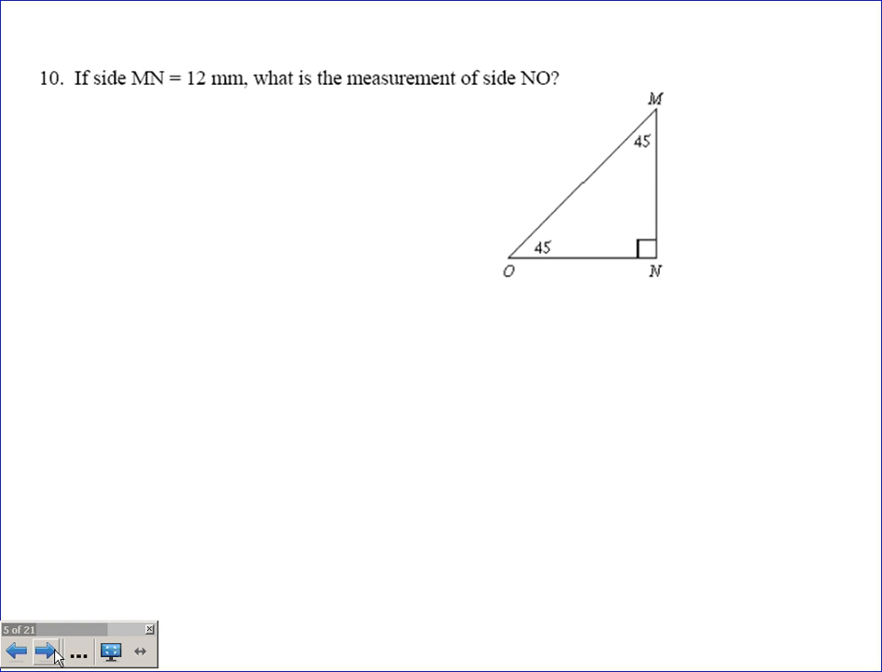Thank you. Mitchell, number 10. Okay. Mitchell, what do we know about this triangle? It's a right triangle. These 2 angles are congruent, correct? Okay, so what does that tell us about the sides? Yeah, this makes this an isosceles triangle as well. What did it tell us in the original problem?